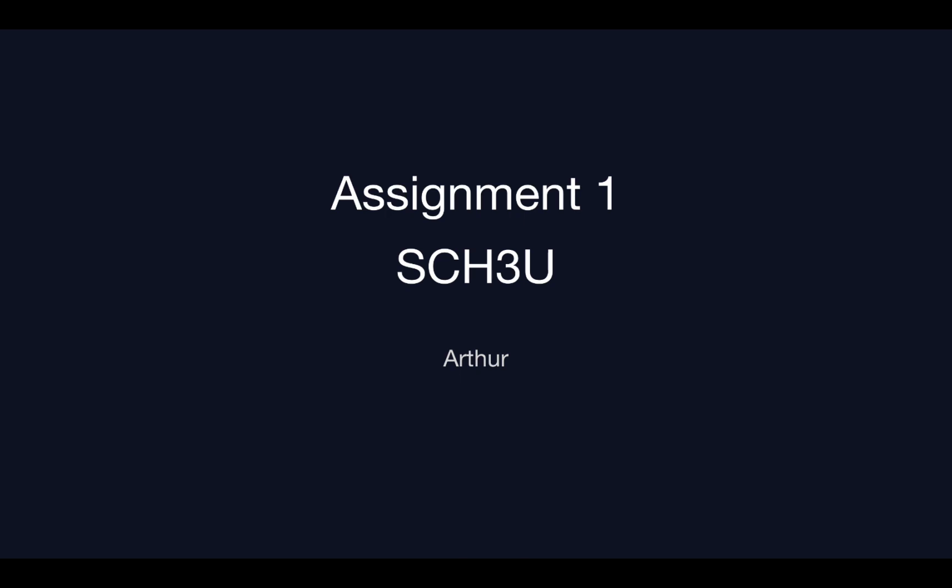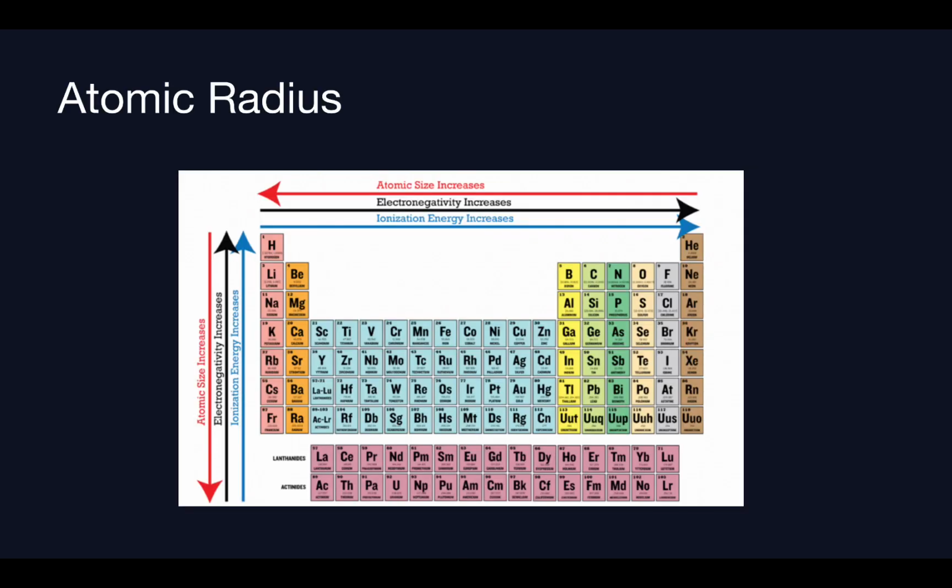applying examples through period and groups. And for each concept, I will apply two pairs of examples, which is basically 4 elements. So let's get started. The first concept is atomic radius.